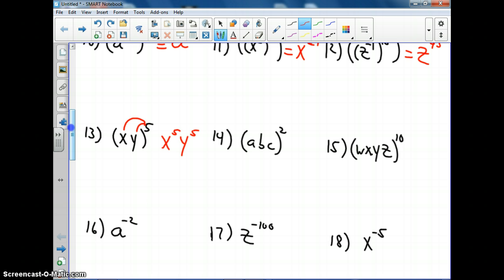Okay, how about number 14? What would you get? A to the 2nd, b squared, c squared. Very good. That's right. A squared, b squared, c squared. Okay. All right. How about number 15?